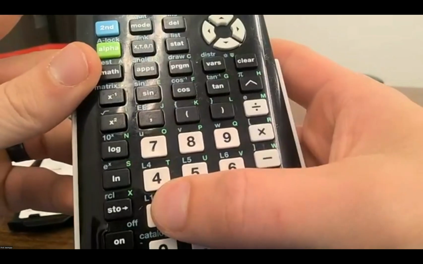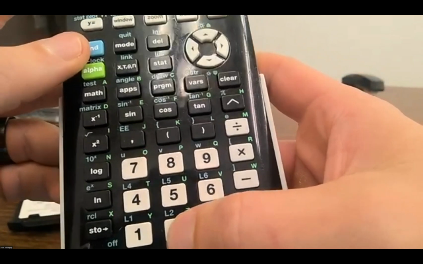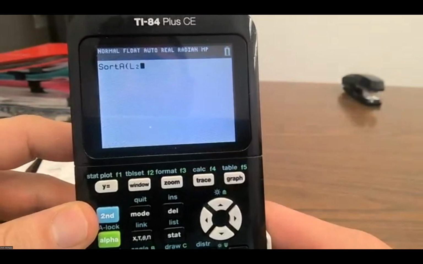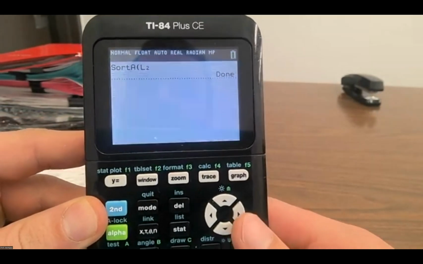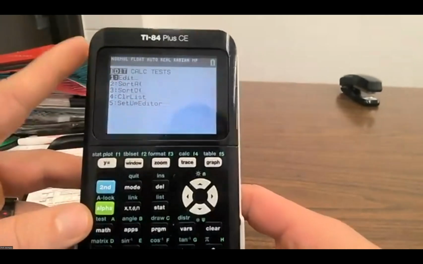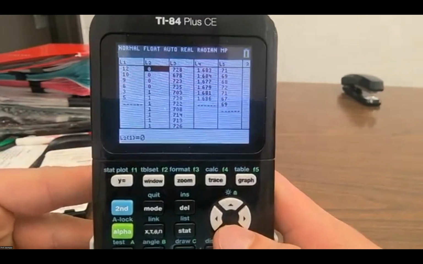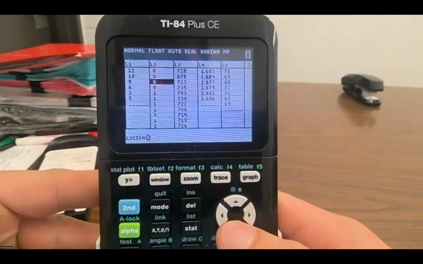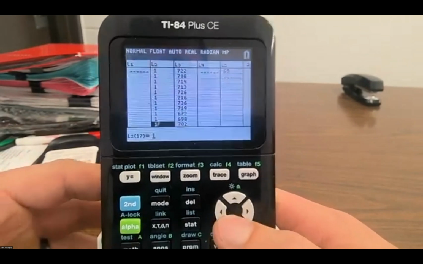My data is in L2. Your data might be in L1. I'll click second, and then 2 to get the L2. Click enter. And it's like, cool, I'm done. So now I go back to the data and you can see it's all entered there. And I can now count it 1, 2, 3, 4, so on and so forth.